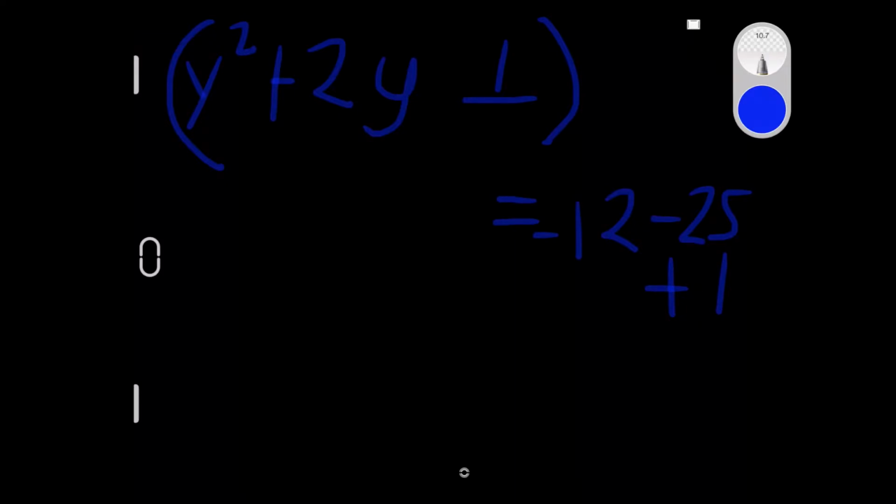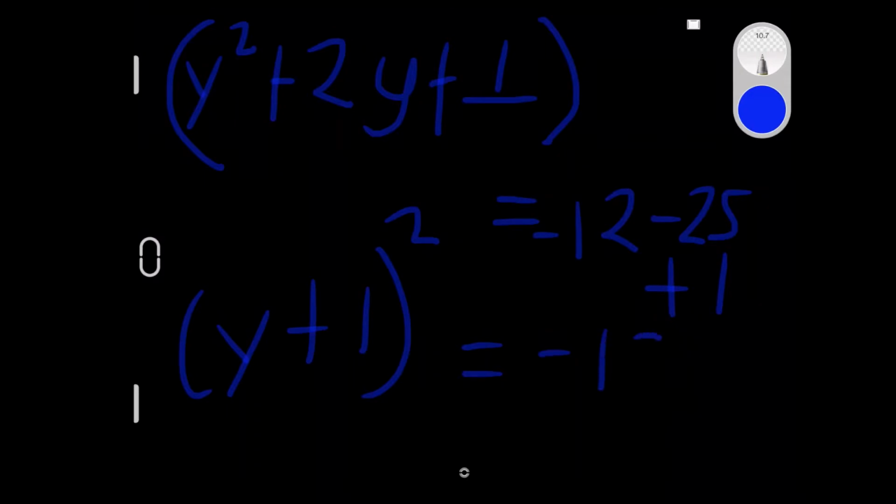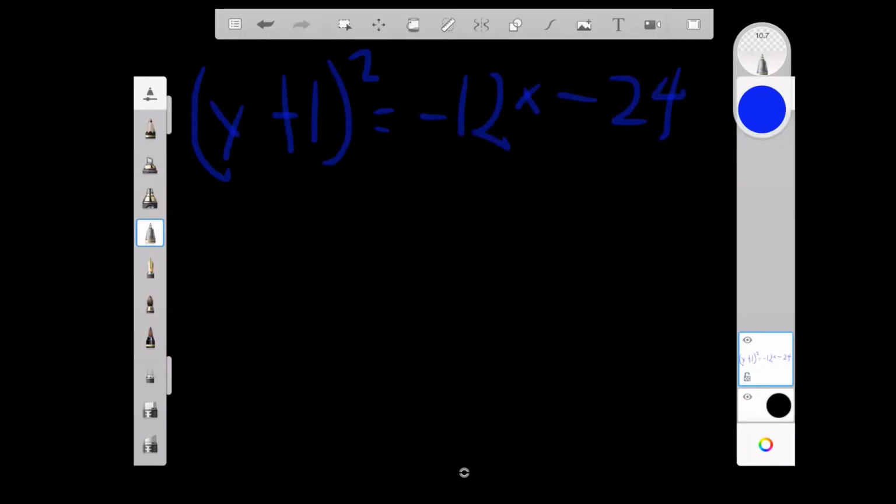So, now we can factor y squared plus 2y plus 1. Y plus 1 squared is equal to negative 12x minus 24. So, next, we factor out negative 12x and negative 24. We take it out so that only x remains. So, negative 12x divided by negative 24 is positive 2.